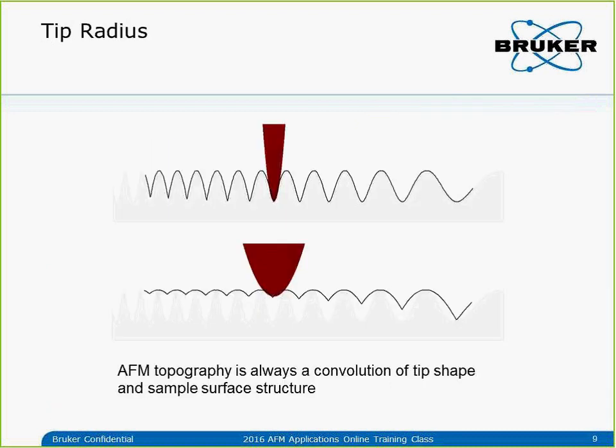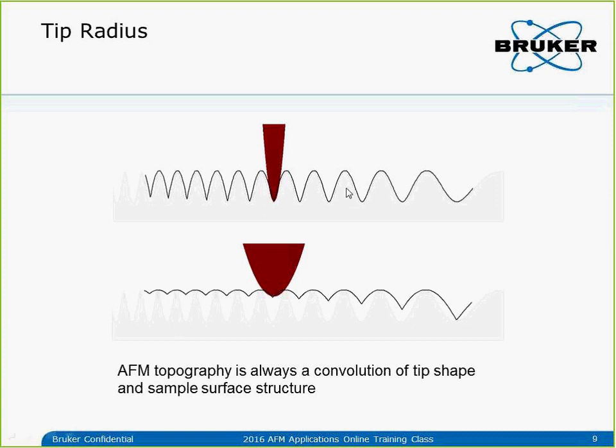So the first thing is the tip radius. An AFM topography image is always a convolution of the tip shape and the sample surface structure. So if we have a sharp tip, then we can get a true profile of the surface. But if the tip is blunt, dull, the radius is too large, and our sample is sharp, then instead of the tip imaging the surface, actually the surface features are imaging our tip.